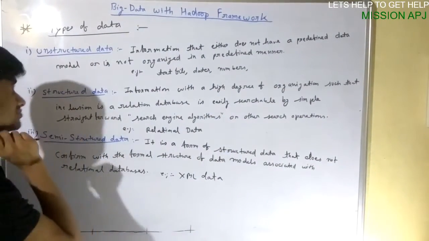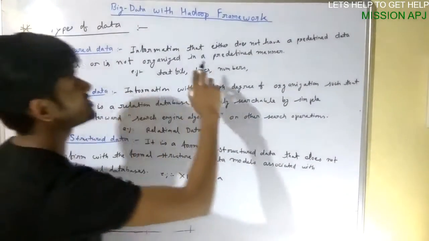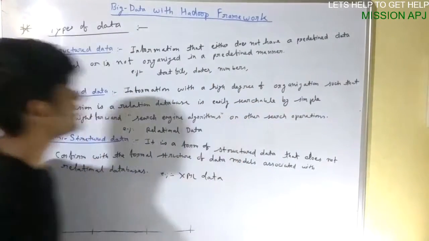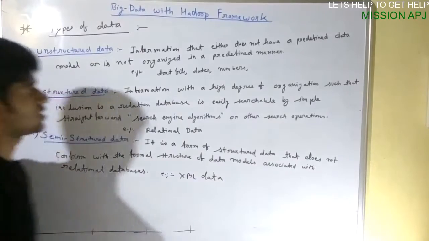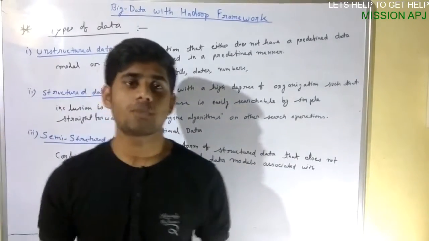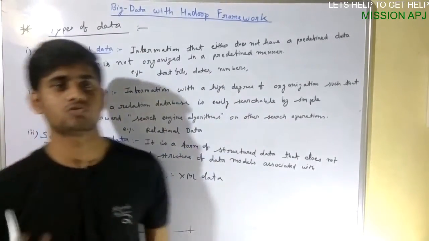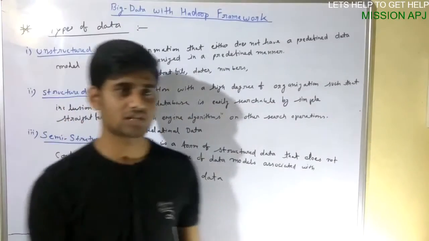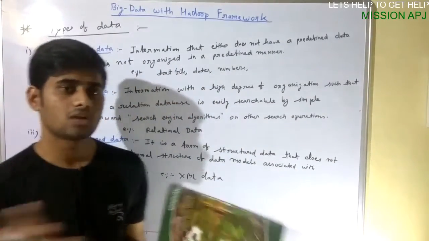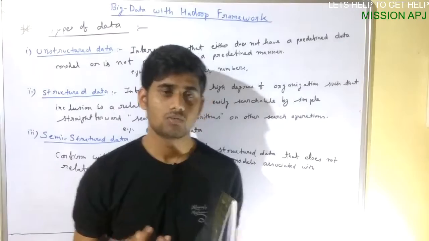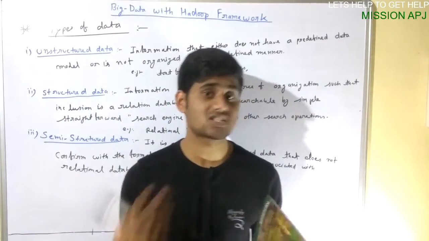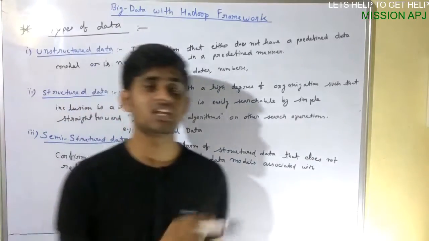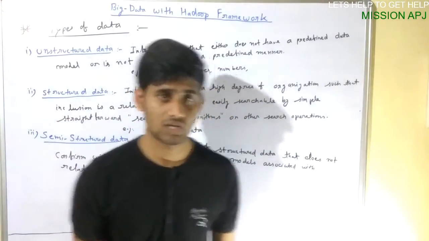Unstructured data. Unstructured data is information that either does not have a predefined data model or is not organized in a predefined manner. So a text file. A text file is not in a predefined manner. It's just data which is lettered, not organized. There is no meaning we get from it. Whenever we store a text file, it does not tell me what the data is.